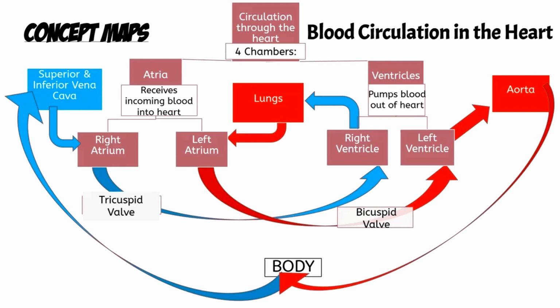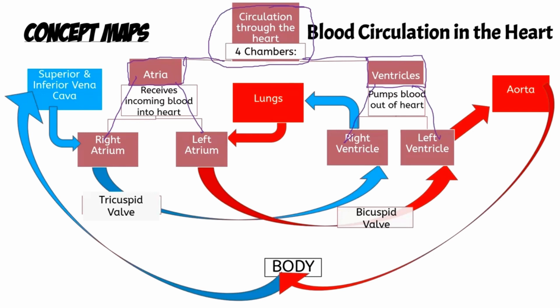And here's a concept map. And again, I took blood circulation in the heart and I made a concept map out of it. So here's the top information right here. The circulation through the heart, and there's 4 chambers. There's the atrium chambers and there are the ventricle chambers, and there's 2 each of these. So there's the right atrium and the left atrium. There's the right ventricle and the left ventricle.